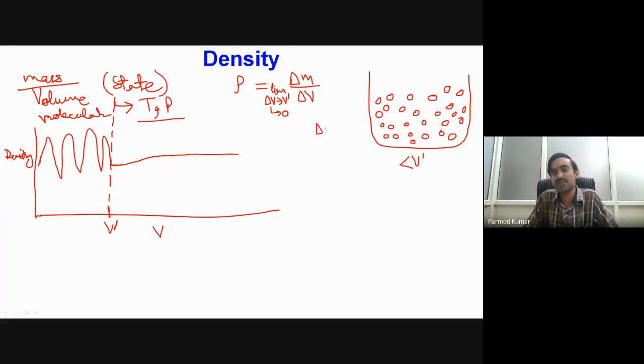If we have this type of situation, then when we approximate delta V tending to 0, sometimes we may get a situation where we have actually approached a molecule. When we approach a molecule, obviously we know the mass of this molecule and the volume occupied by this molecule. So in that case, what will happen?